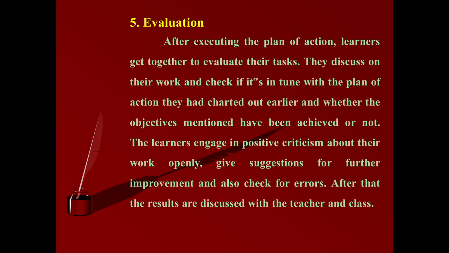Step 5, evaluation step. After executing the plan of action, learners get together to evaluate their tasks. They discuss their work and check if it's in tune with the plan of action they had charted out earlier and whether the objectives mentioned have been achieved or not. The learners engage in positive criticism about their work openly, give suggestions for further improvement, and also check for errors. After that, the results are discussed with the teacher and class.